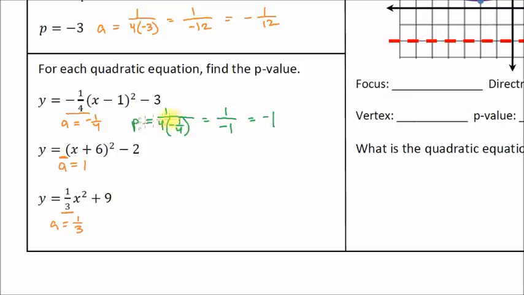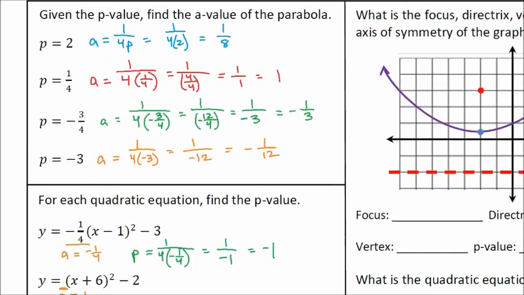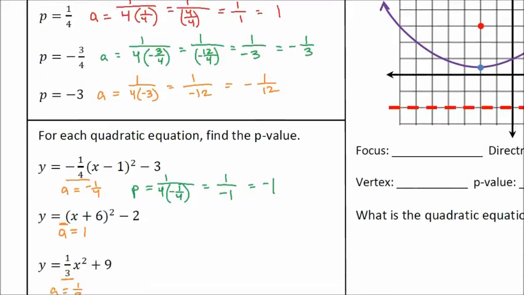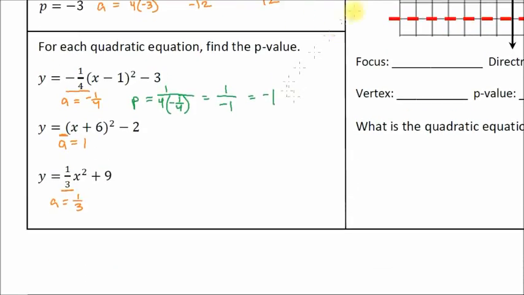If your P value is positive, your A value will be positive. Take a look. All of our positive P values gave us positive A values. A negative P gives you a negative A. So be aware of that as you're finding the values for P or A.